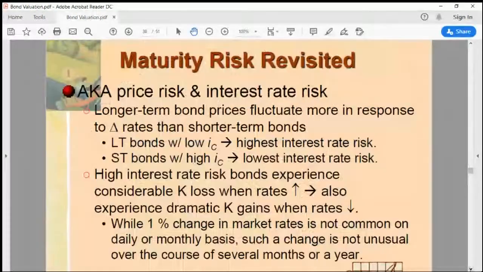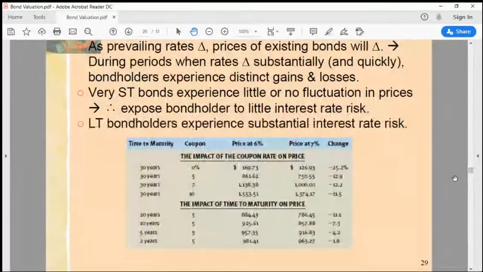So here's the empirical example. Let's take a look at the impact of coupon rate on price, and the impact of maturity on price. First of all, if the coupon rate is 0%, 5%, 7%, 10%, right? And on a 30-year bond, 30 years is very long term.